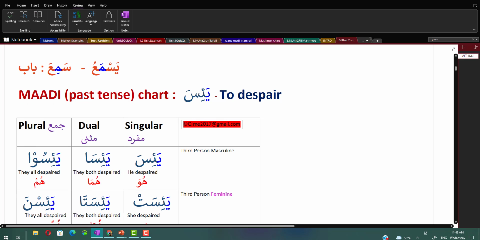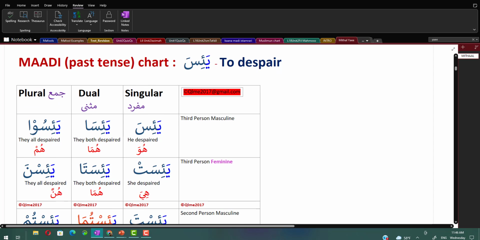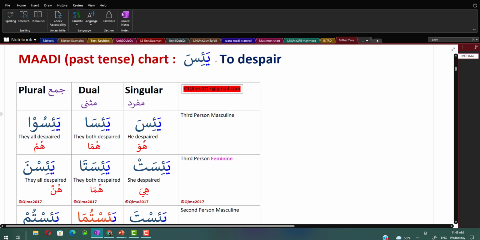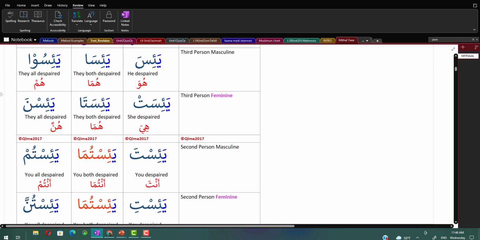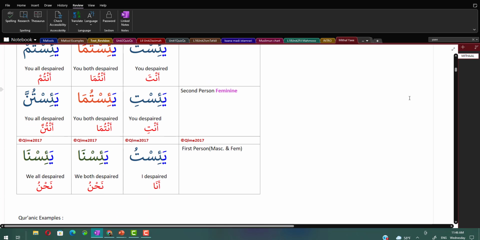And now let's take the madi chart for yaisa, and this comes under the family sami'a yasma'u, which means to despair. Like sami'a, sami'a, sami'u, in the same pattern we have yaisa, yaisa, yaisu. He despaired, they both despaired, they all despaired. Yaisat, yaisata, yaisna. Yaista, yaistuma, yaistum. Yaisti, yaistuma, yaistunna. Yaistu, yaisna, yaisna.